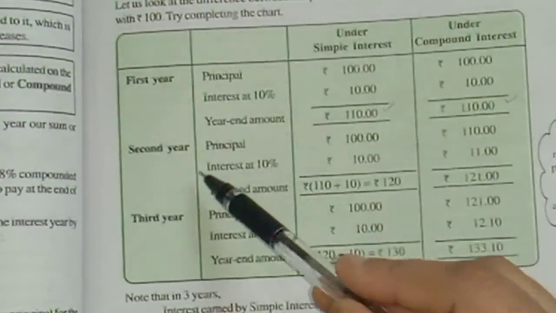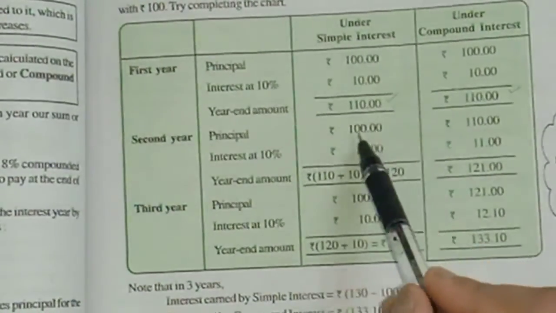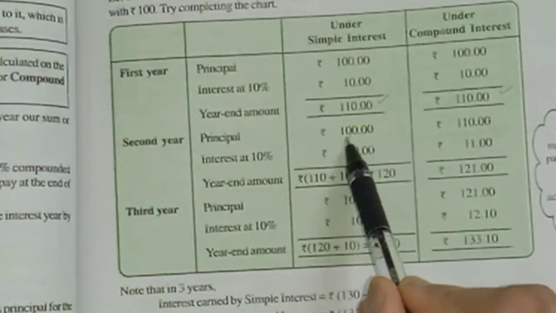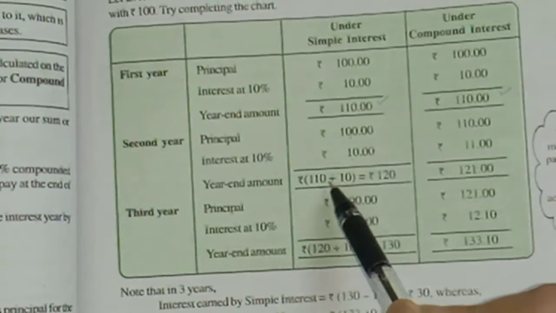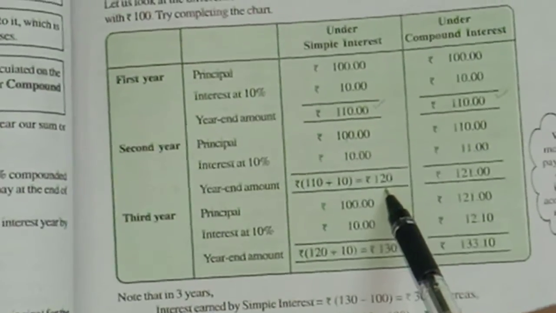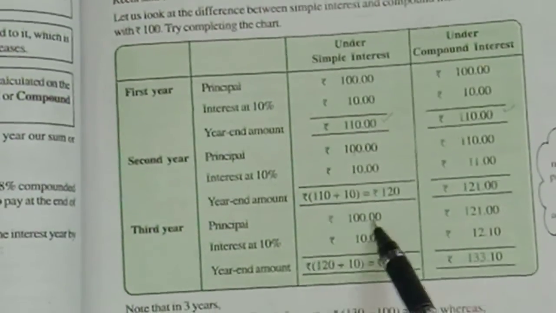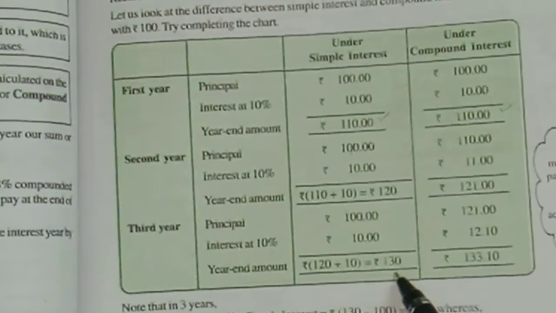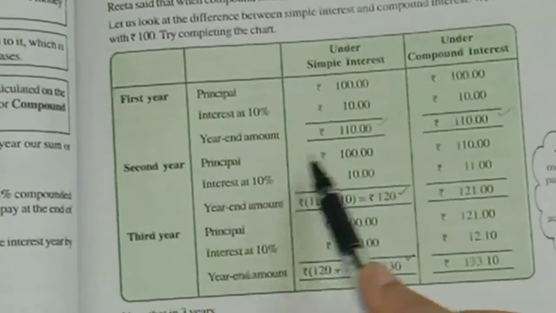But in the second year, the principal under simple interest is the same as it was in the first year, 100. Second year also 100, and again 10 rupees extra. So 100 plus 10 was 110, and then 100 plus 10 again, 120. Similarly in the third year also, simple interest principal 100, interest again 10%, then it was 120 plus 10 rupees extra, then 130. In simple interest it is going in this way.